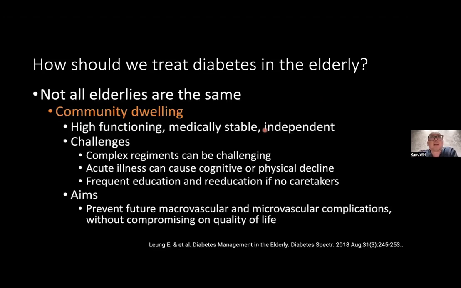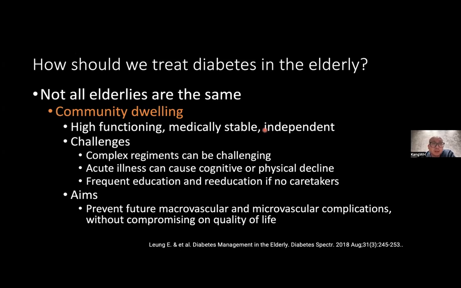Okay, another aspect is that the elderly, not all of them are the same. We have a cohort of elderly who are what we call the community dwelling elderly. So they are basically independent, high functioning, and their memory is still good. They are able to be independent, do their own things, go to the market, go out on their own, drive. Okay, medically stable. They have no comorbids.